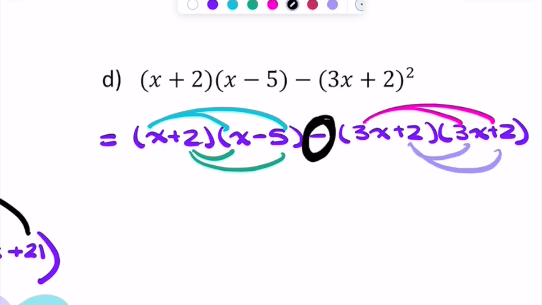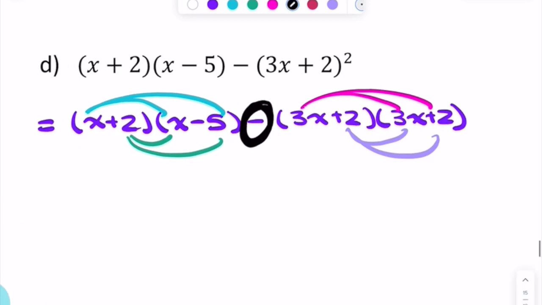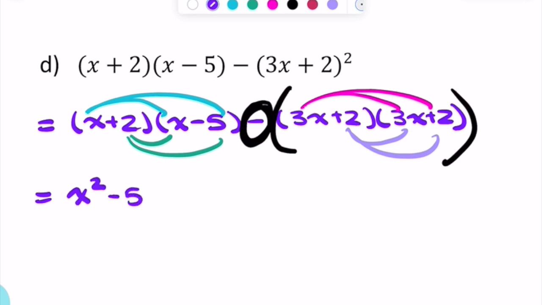Key thing here is I have subtraction. That subtraction applies to everything that comes after it. So when I go ahead and do those second distributions, that product will remain in those brackets. We are going to tackle this. Blue first. X times x gives me x squared. X times -5, -5x. 2 times x, 2x, 2 times -5, -10.